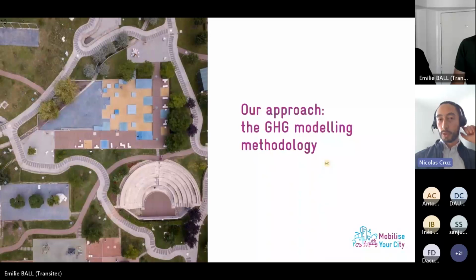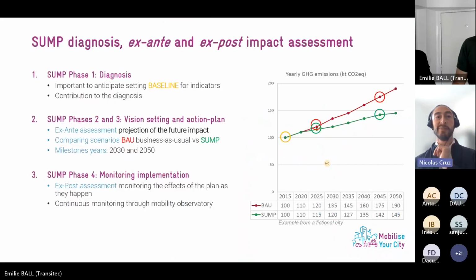So a bit more of our approach to greenhouse gas emissions modeling and methodology. As I was saying before, when we prepare a SUMP, there are different phases. For example, at the first phase, there is the diagnosis, and related to urban mobility, this means that we need to do a baseline for indicators. And for greenhouse gas emissions, it means that we need to gather data to create this inventory of greenhouse gas emissions related to urban transport.